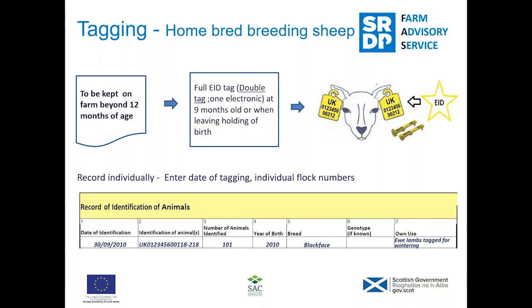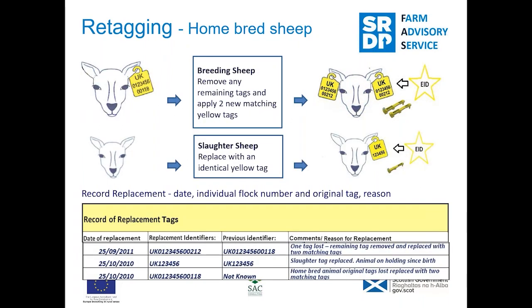But like at 9 months old, or when leaving the holding of birth. Here you can see also at the bottom the record of identification of animals, that the individual number is also recorded. So you've got the flock mark and also the individual animal's number, which here they're recorded like sequentially.